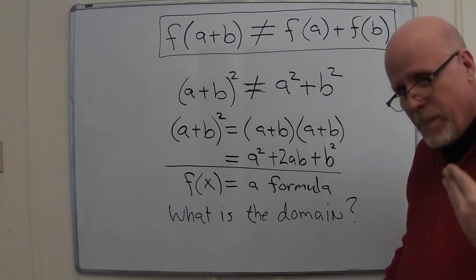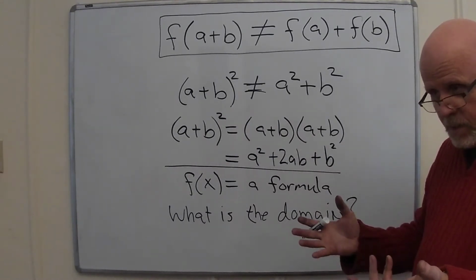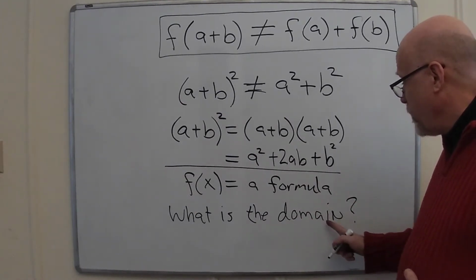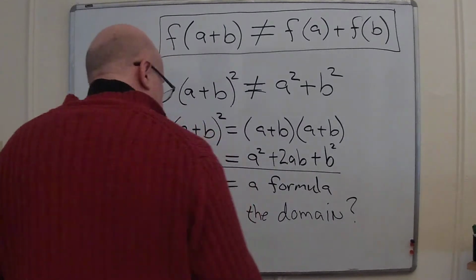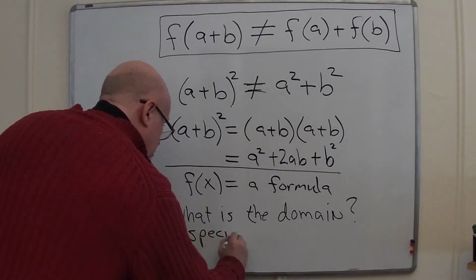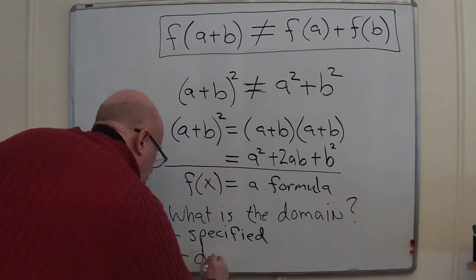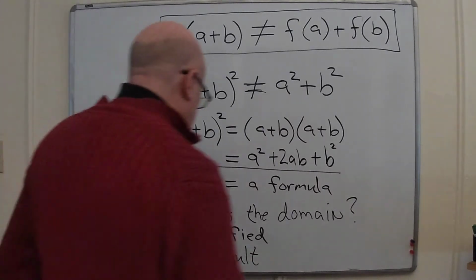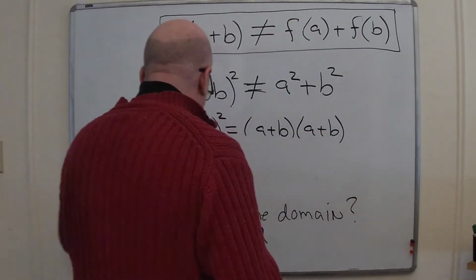That needs to actually be specified up front if you really want the domain to be some particular set of numbers that's determined ahead of time. If such a thing is not done, there's a default thing we do, and it's called the default domain. So let's say this. You can specify a domain, or you can accept the default domain. Let me provide a couple of examples, one of each of those.